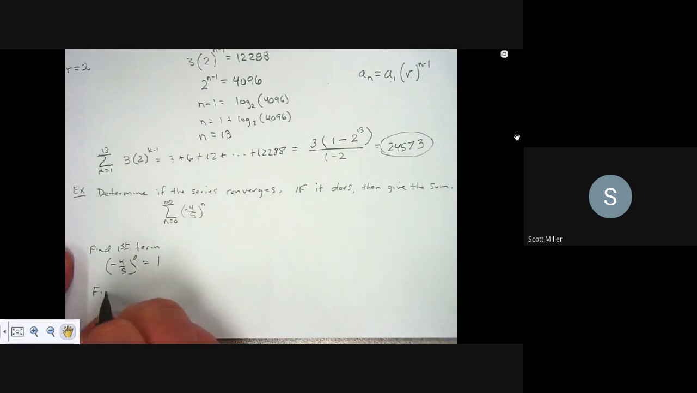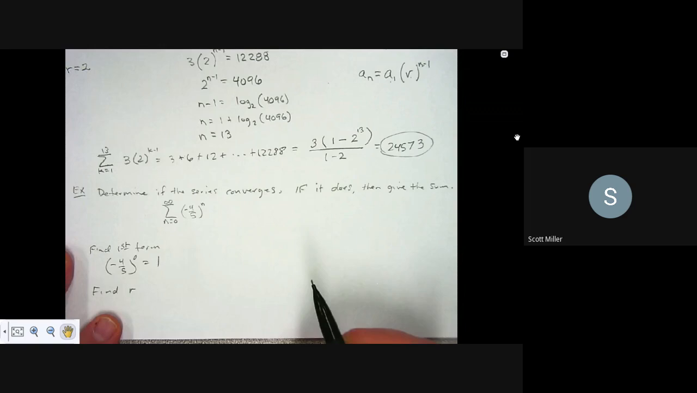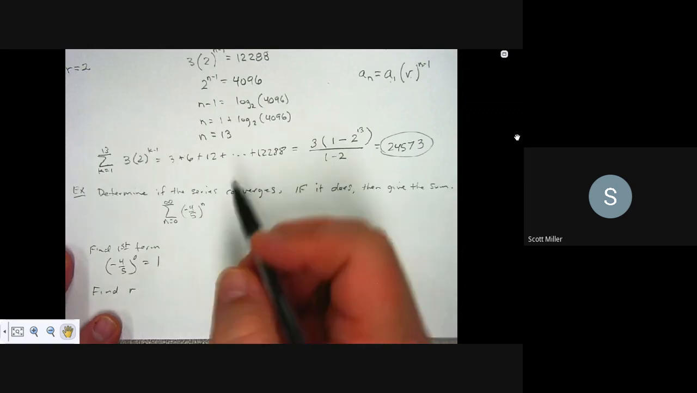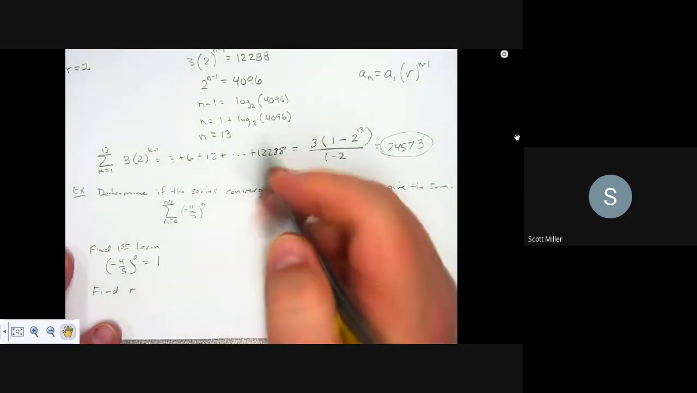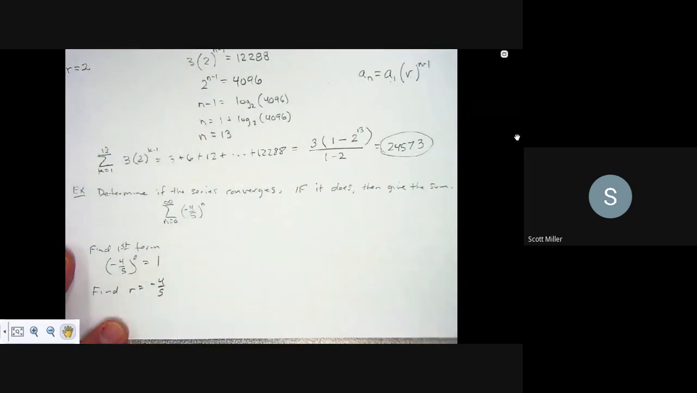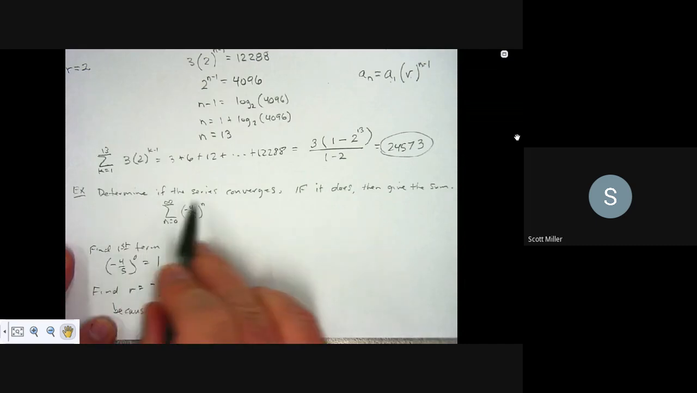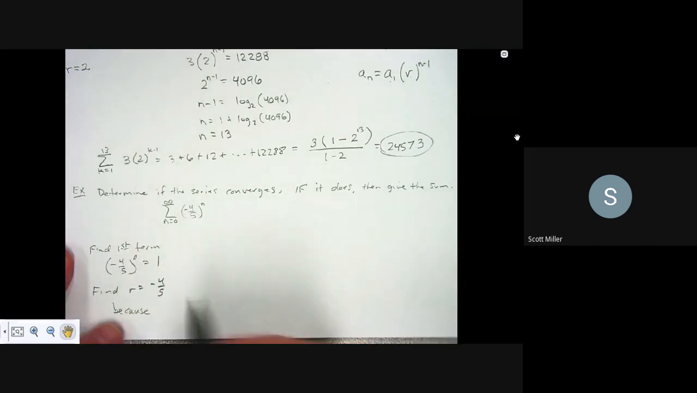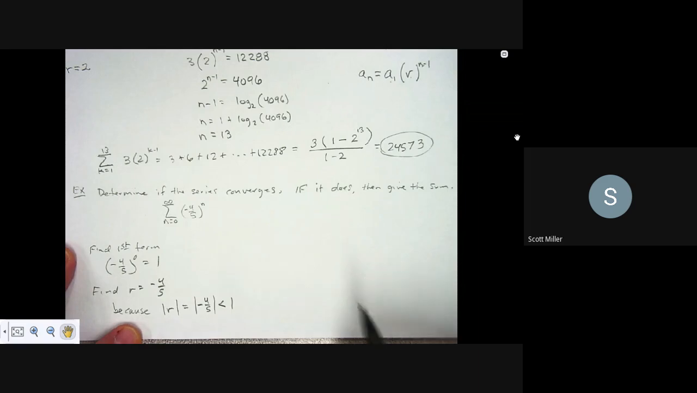And I need to find R. What is my common ratio? Well, it's pretty clear what the common ratio is. It's the thing in the parentheses. So my common ratio is going to be negative 4/5. And because the question says determine if the series converges, you've got to tell me why it converges. Because the absolute value of R, which is the absolute value of negative 4/5, is less than 1, the series will converge.